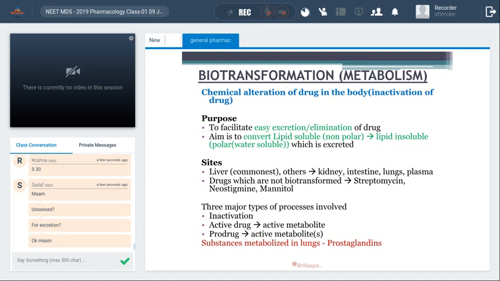So liver is a common site for metabolism. Other tissues are kidney, intestine, lungs, and plasma. There are drugs which do not undergo metabolism at all. They are directly excreted. Examples for that are streptomycin, neostigmine, and mannitol.